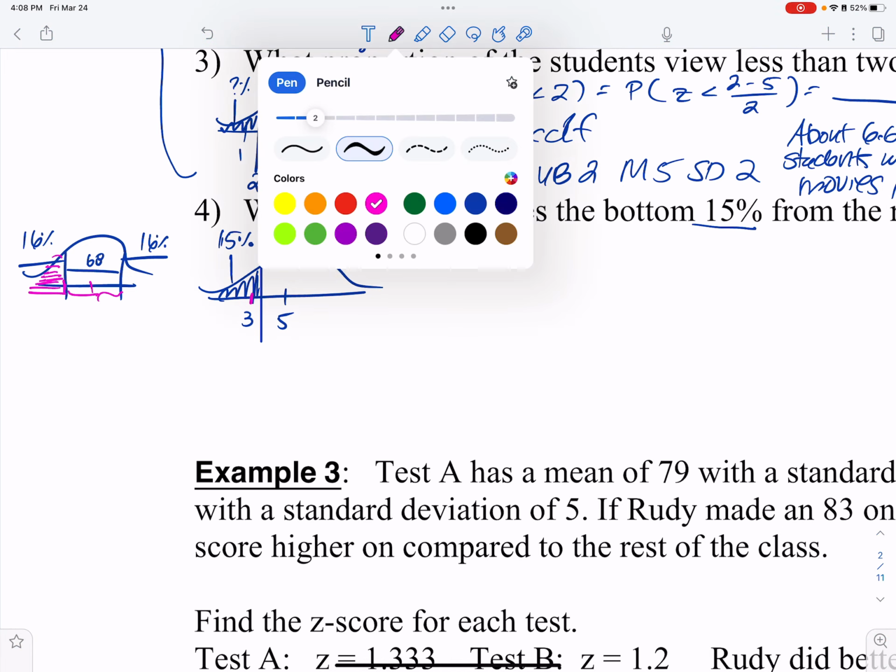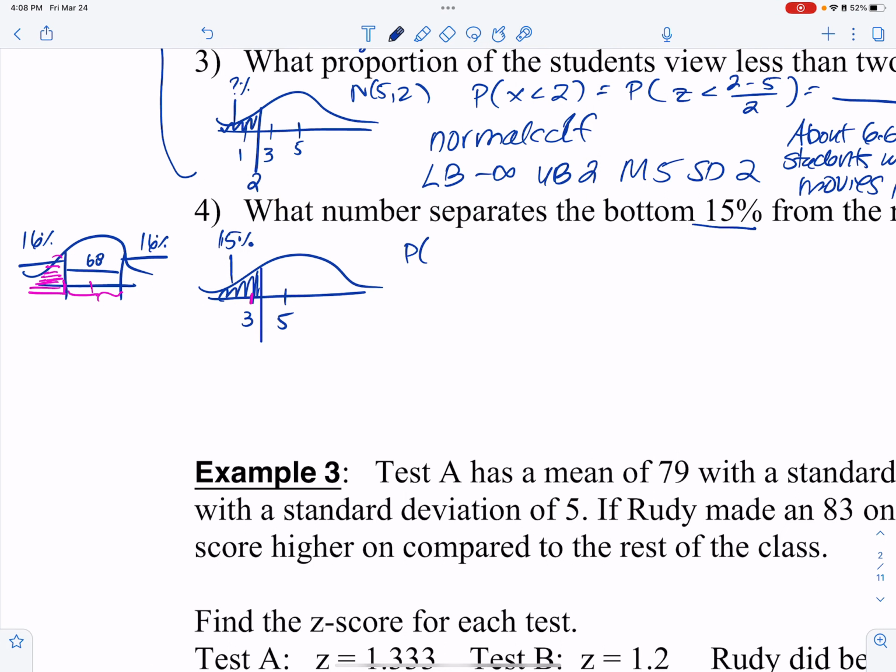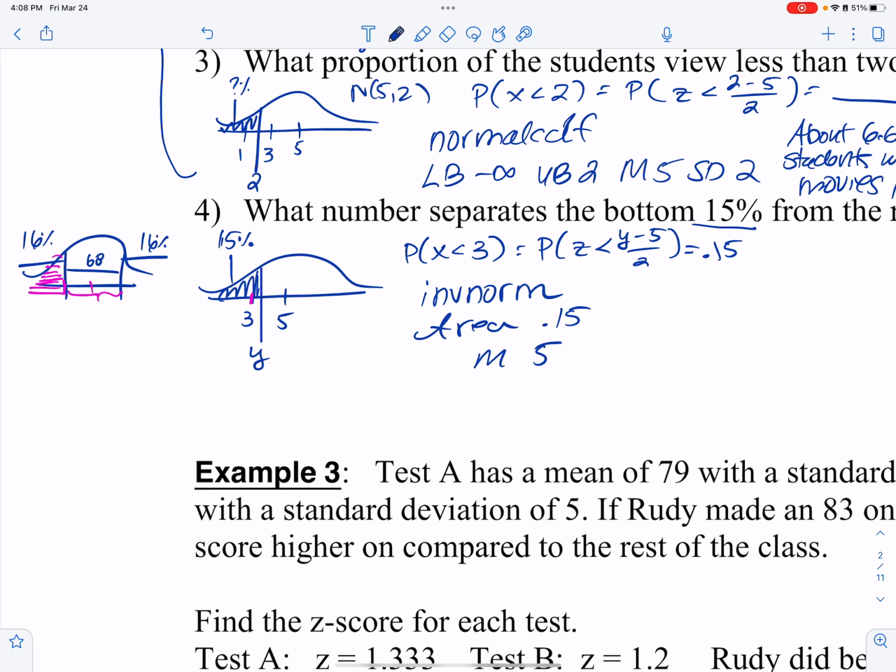Okay, so let's go ahead and write our probability statement that x is less than 3. And that's the probability that z is less than observed, or we don't know, sorry, I should put y here because we don't know it. Observed minus mean, sorry, divided by standard deviation. And we do know this percentage, and that equals 0.15. So now this is inverse norm. In an inverse norm, the area is the area from the left, and that's 0.15. And the mean is 5, and the standard deviation is 2.